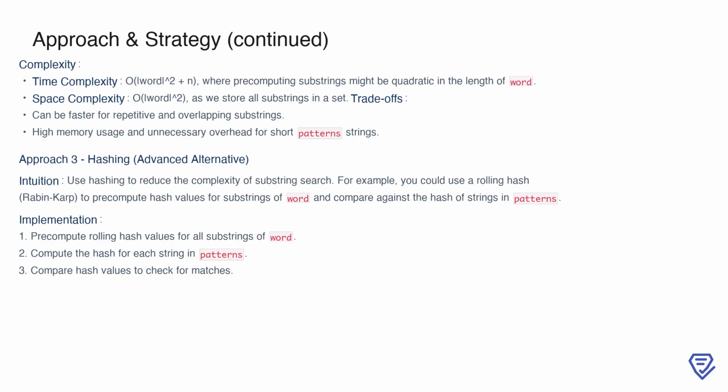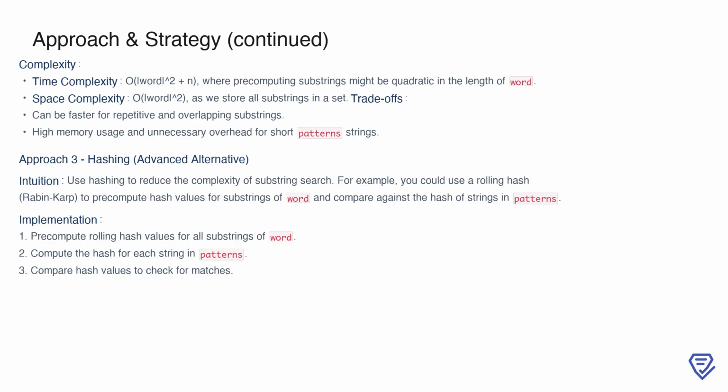Additionally, the space complexity is O(word^2), because we store all substrings in a set for constant time lookups. While this method can be faster for repetitive or overlapping substrings, its high memory usage and computational overhead make it less practical for shorter pattern strings or smaller problem constraints.